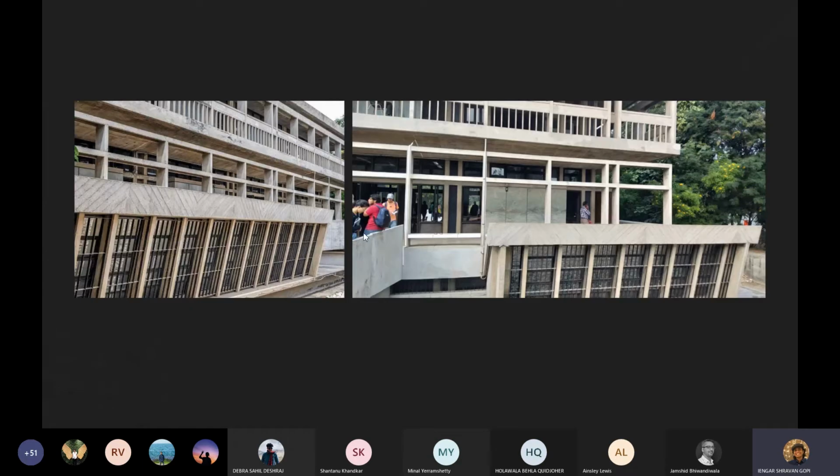Here you have these sort of angular forms along the bottom, and then you start rising upwards. One thing you can also see is that these kind of frames really define the structure as a whole.